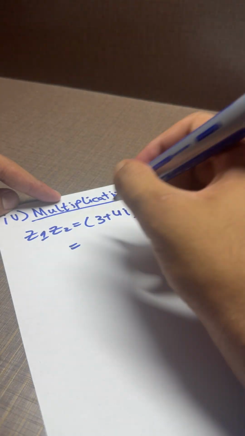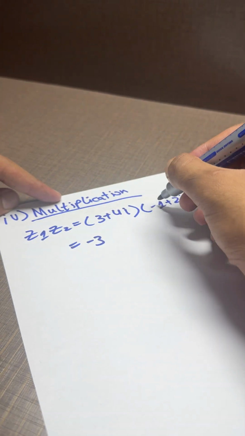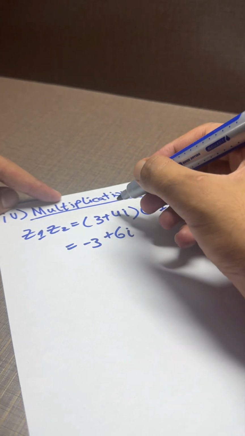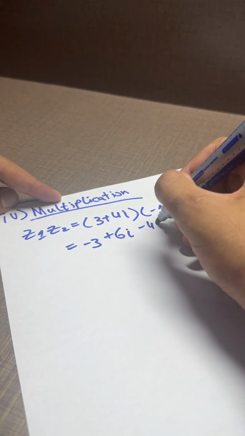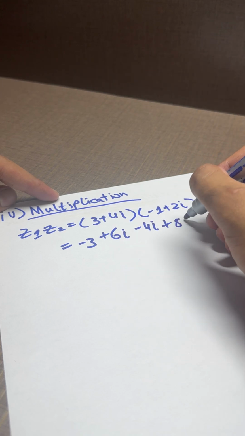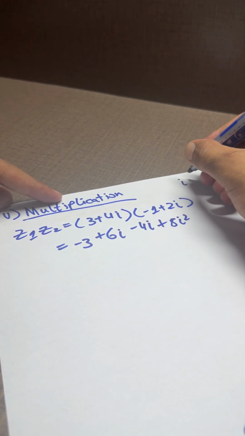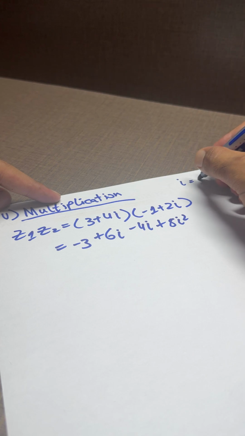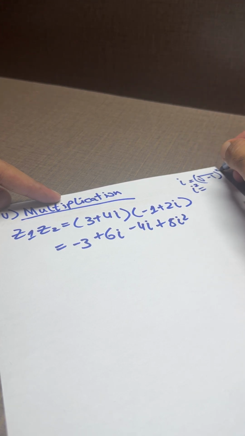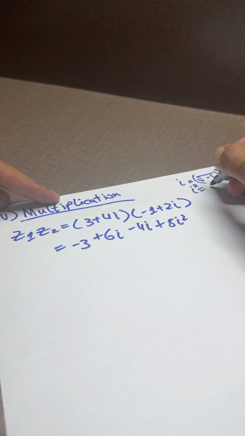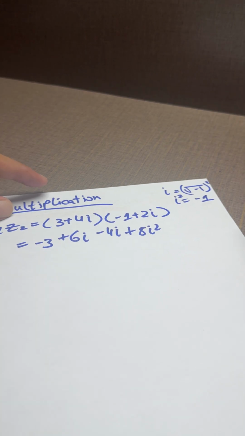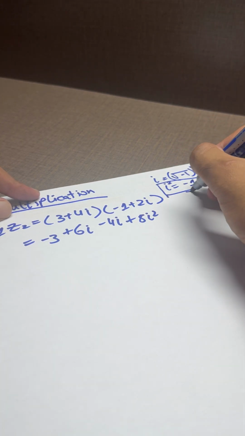This means that 3 times minus 1 is minus 3. Then we have 3 times 2, which is 6i. Then we have 4i times minus 1, which is minus 4i. And then we have 4i times 2i, which would be 8i squared. Now we remember that i is equal to the square root of minus 1. So i squared would be the square root squared, the square root would cancel and it would become minus 1.